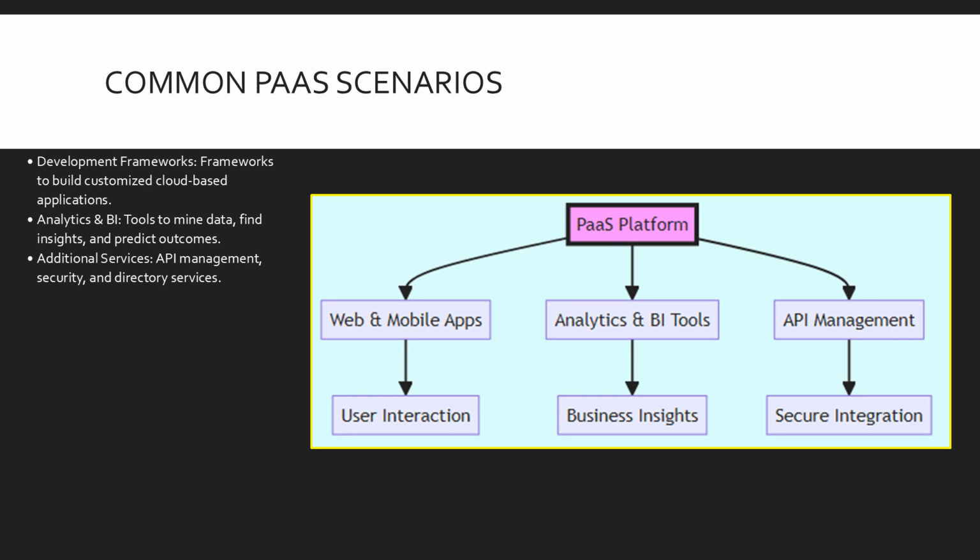This diagram maps the PaaS platform to its key use cases. The central PaaS node feeds into web and mobile apps for user interaction, analytics and BI tools for generating business insights, and API management for secure integration. This shows how a single platform can support diverse business functions.